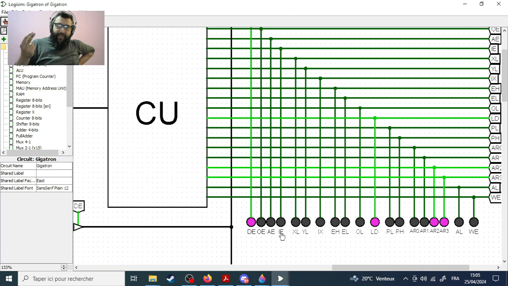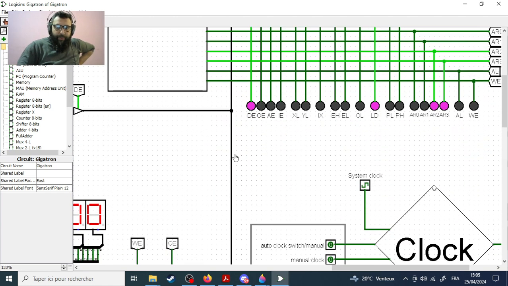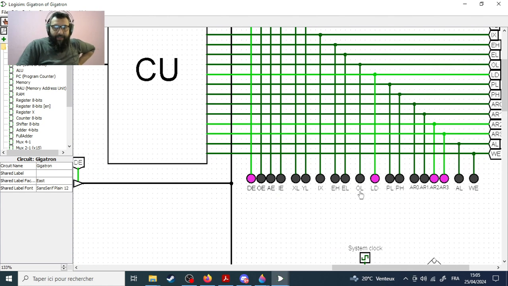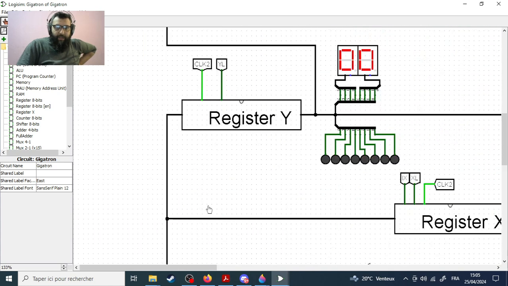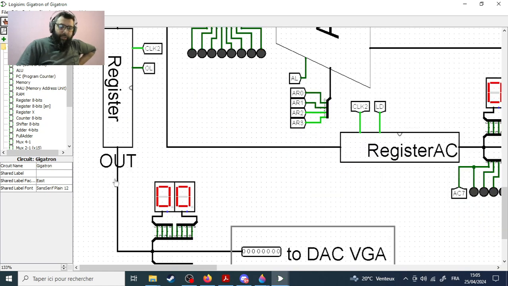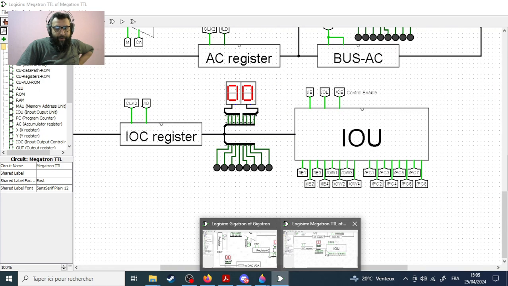These two controls: one is used to enter the input on the B bus, and the output load is used on the output register. It was used here to save the data from the audio, to be put out. The same is here in our Megatron.